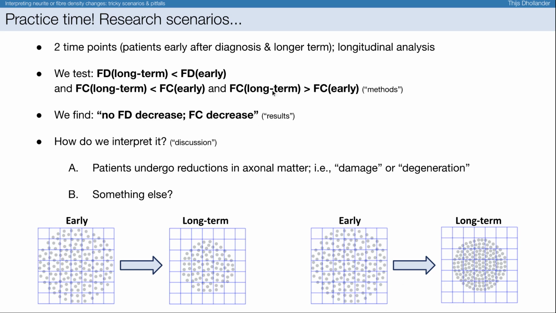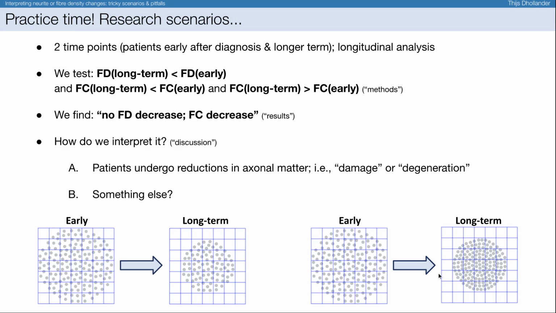And again, we did not check that. Again, we missed something. But what does this even mean? How can the FD increase? Well, again, in this scenario, the number of axons is the same. Yet this time, from early to long term, the space in between the axons somehow collapsed.